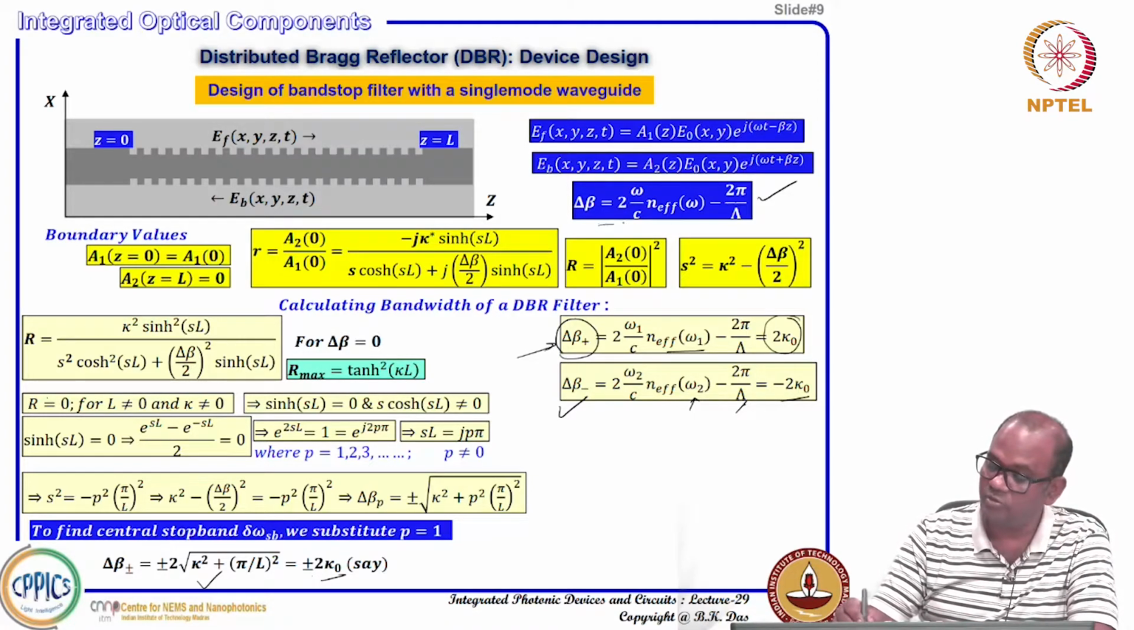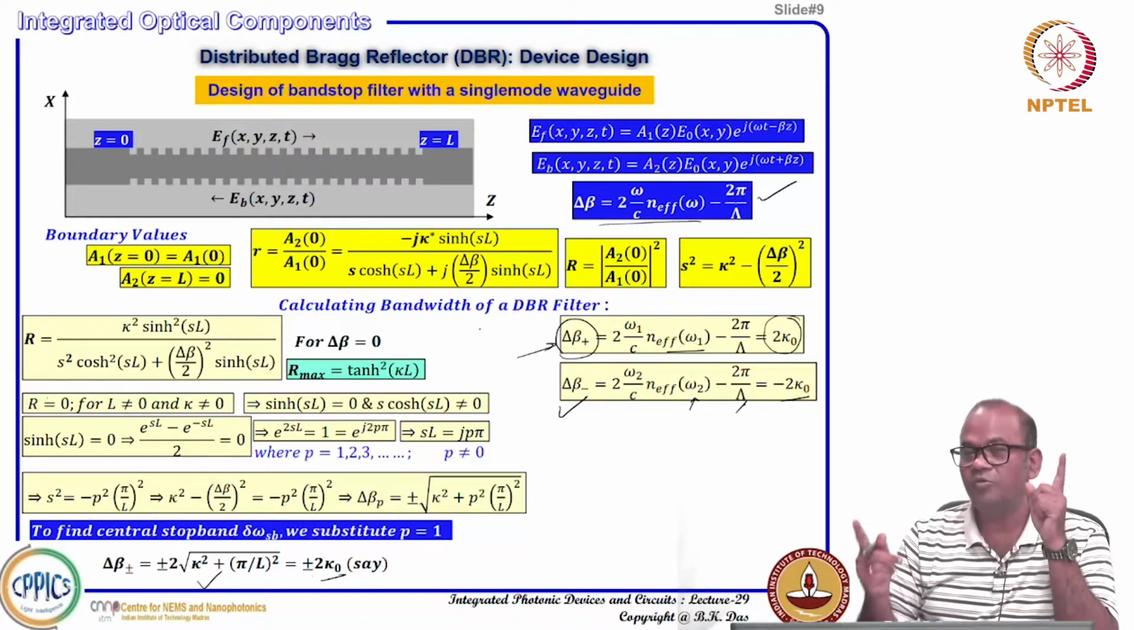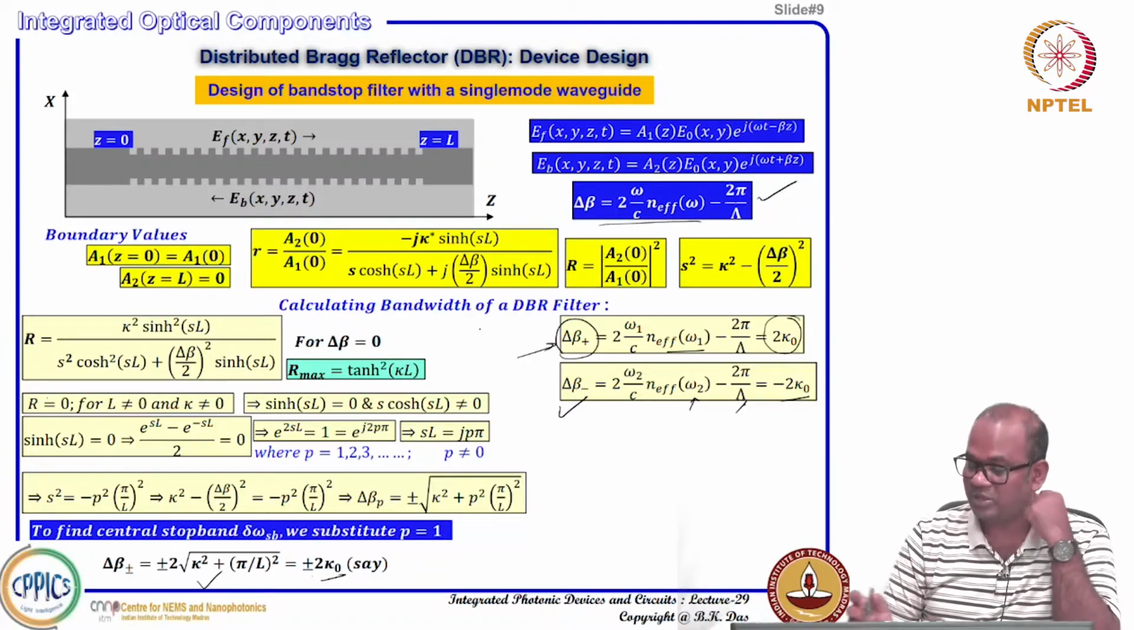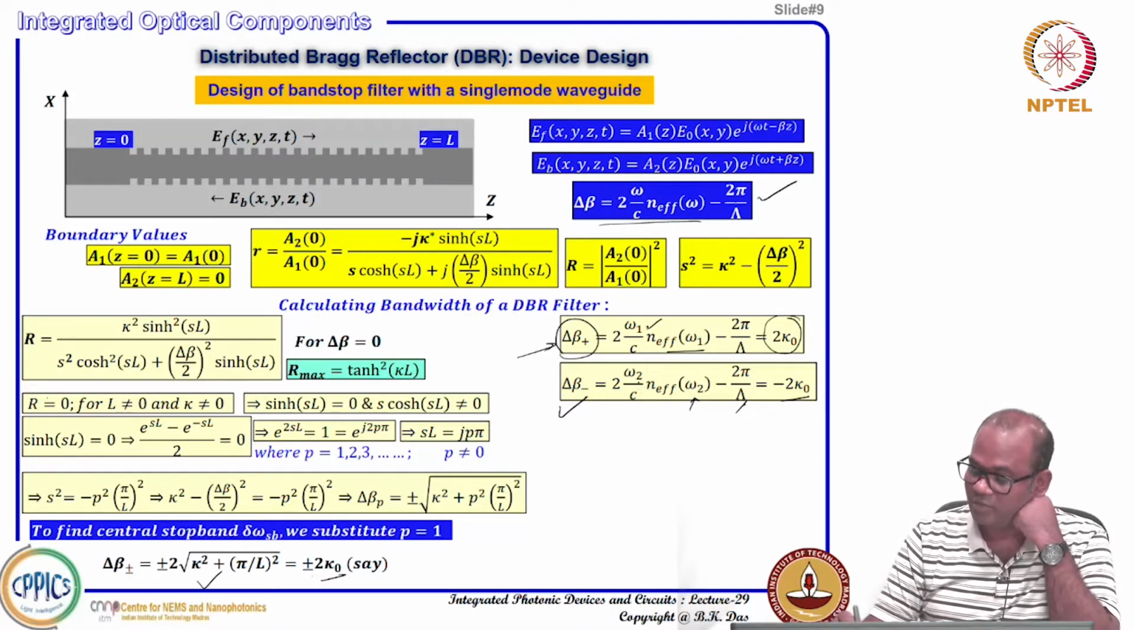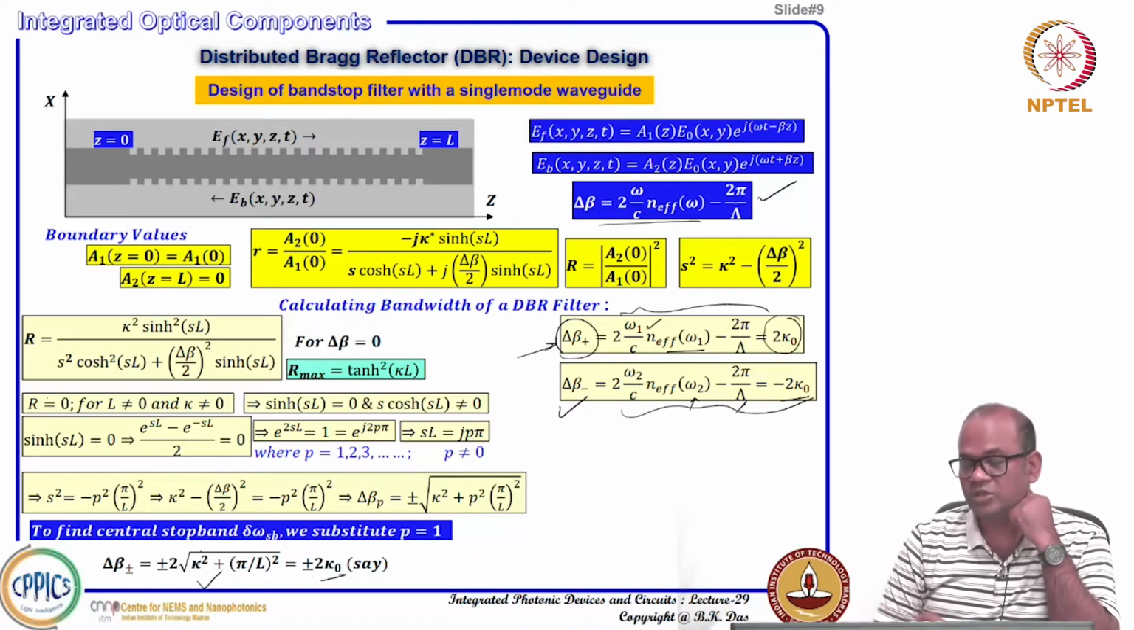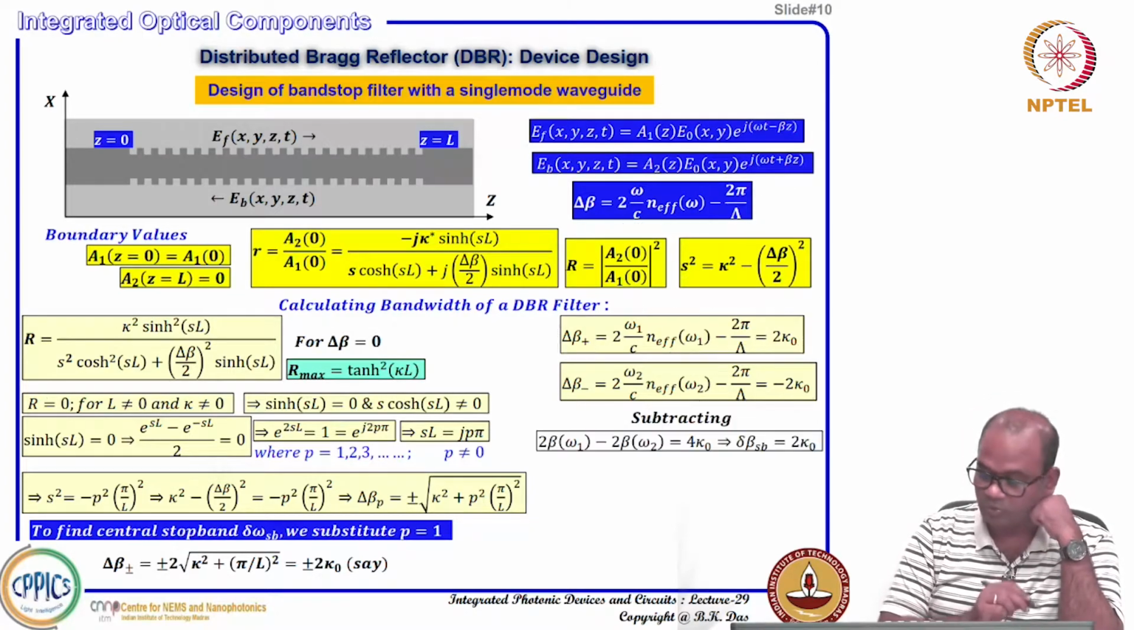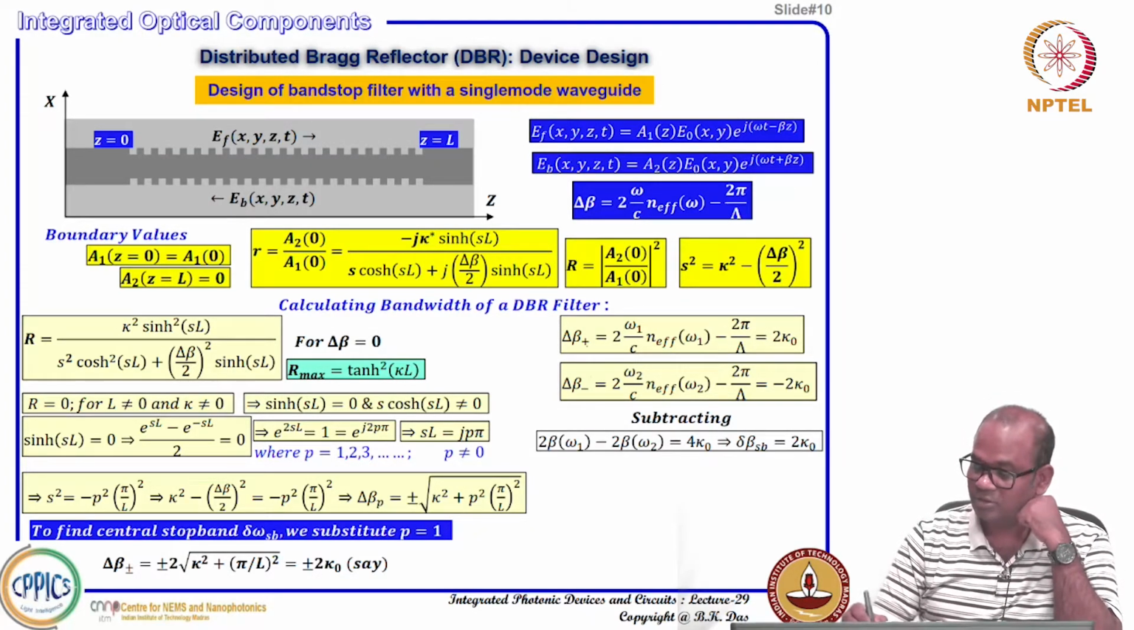So, delta beta, as you know, can be plus and minus, and these two values give you the first minima. Within that minima, what is the frequency range? I know omega 1 here and I know omega 2 here, and kappa naught is known. Just subtracting these two, I will get the stop band. That is what we do: subtract this one and this one.